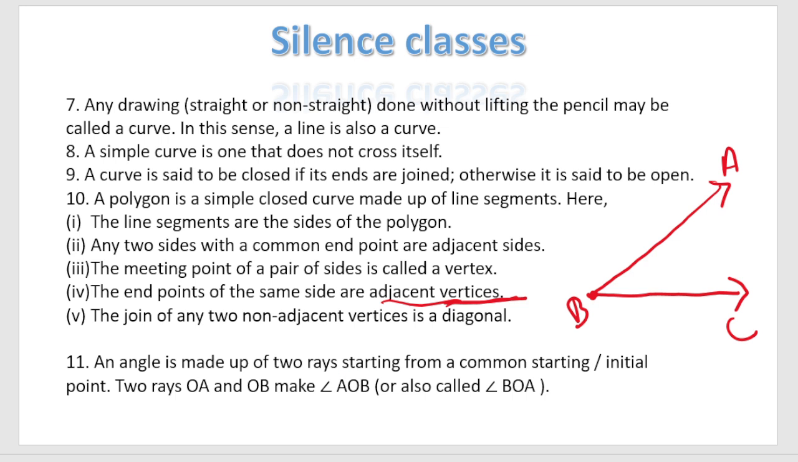An angle is made up of two rays starting from a common starting point, or the initial point. The common starting point is here. Two rays, OA, we can write A over here and O, and OB, we can write B over here. We can name it AOB. These two rays OA and OB make an angle AOB, or you can say angle BOA. In both ways we can say.